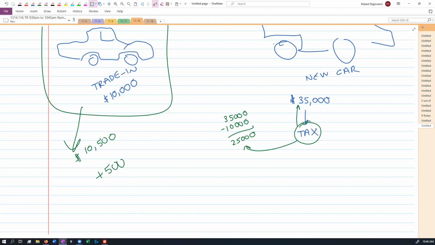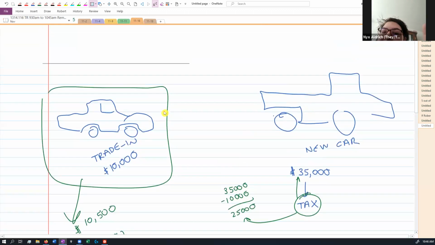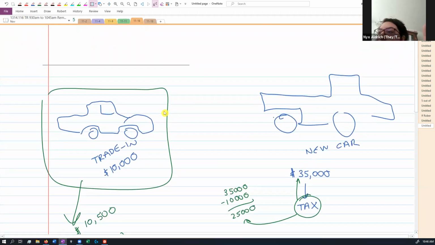Sorry about that. That looks like your old car, Emily. That's funny. My computer died. What happened? I had to leave and rejoin. Oh, okay.